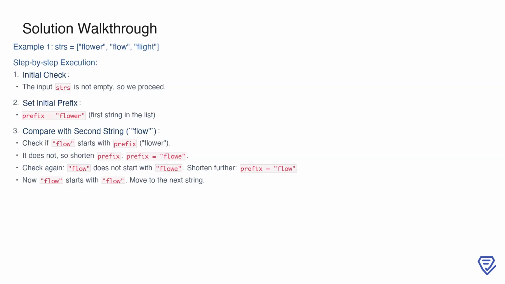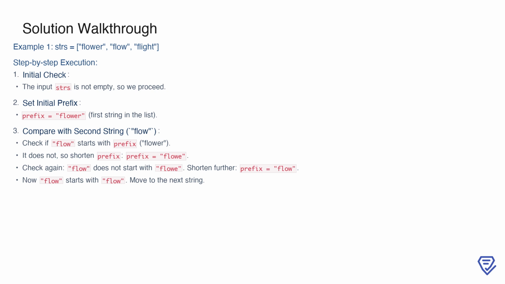To solve the problem of finding the longest common prefix, we start by making sure the input list, strs, is not empty. If it is empty, we would immediately return an empty string, but in this case, it contains 3 strings, flower, flow, and flight, so we proceed. Our initial step is to set the first string in the list, flower, as the prefix. This is our starting point for comparison.